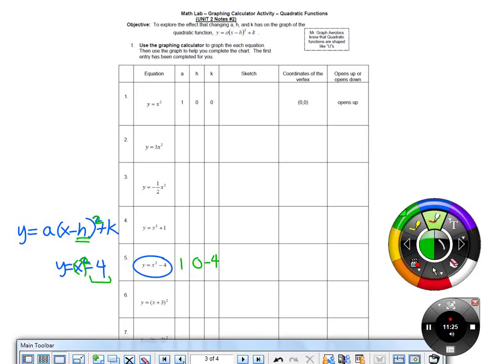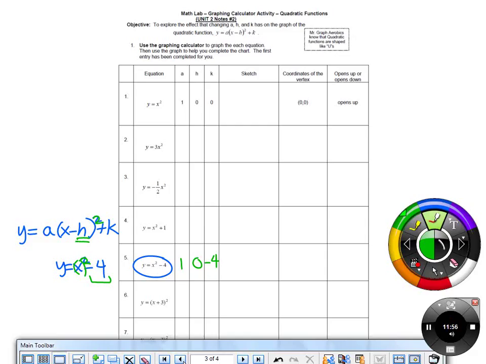Okay, now ignore the up-down factor for a minute and think about numerically what happened. What was different between your parent function and number 2? When we put a 3 in front of the x squared? How did the graphs look different? Skinnier, okay? So the 3 made the graph skinnier or steeper along the sides. Now, I know that in number 3 it flipped over because of the negative, but what did you notice about the shape of the parabola? What did the 1/2 do to the shape?